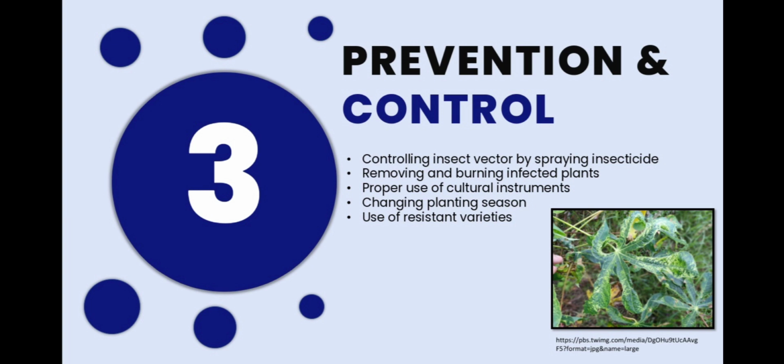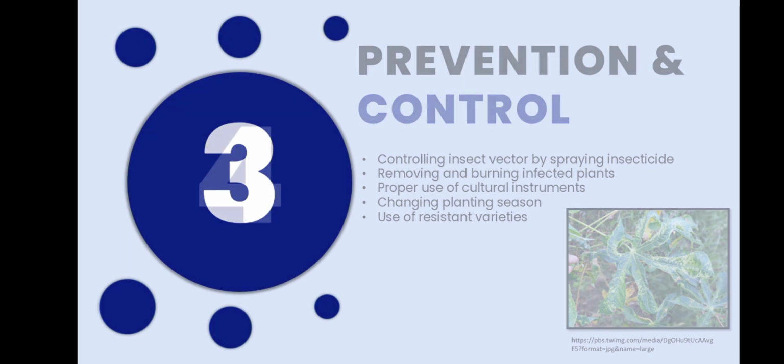Proper use of cultural methods. Prepare healthy cassava cuttings which will be used to replace the diseased cassava plants. Changing planting season. Cassava planted after the beginning of the rainy season is less susceptible to disease. Use of resistant varieties for suppressing pathogen activity.